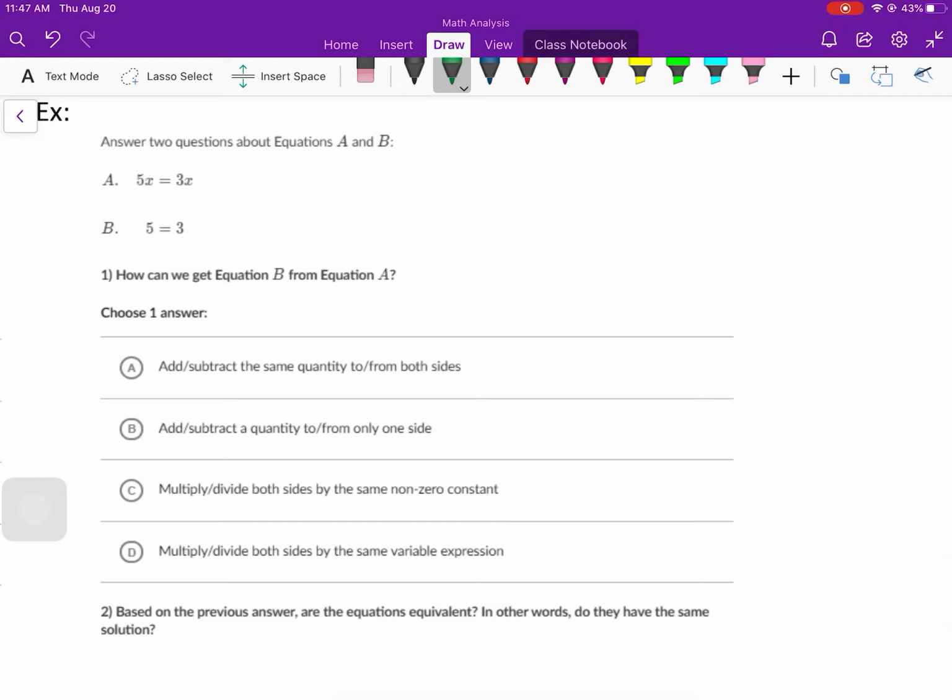And last, this one here, it looks like we divided both sides by x. Look at how the x is gone. The only way I can think of that is if we divide by x and divide by x. The x's cancel out, right? Leaving us with 5 equals 3. So we divided both sides. Yep, divided both sides by the same constant? No, by the same variable.